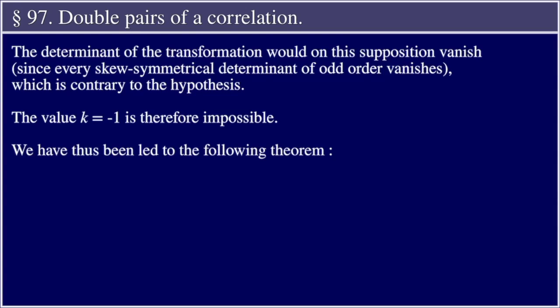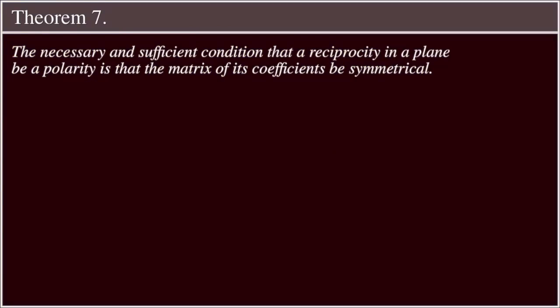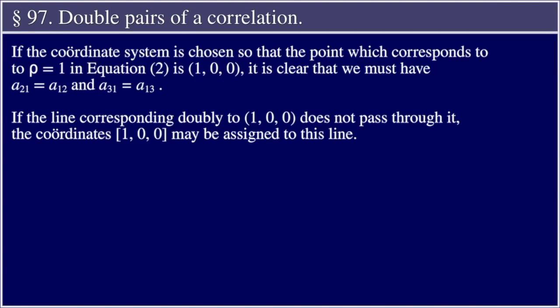We have thus been led to the following theorem. Theorem 7. The necessary and sufficient condition that a reciprocity in a plane be a polarity is that the matrix of its coefficients be symmetrical. If the coordinate system is chosen so that the point which corresponds to rho equals 1 in equation 2 is 1, 0, 0, it is clear that we must have a21 equals a12 and a31 equals a13.